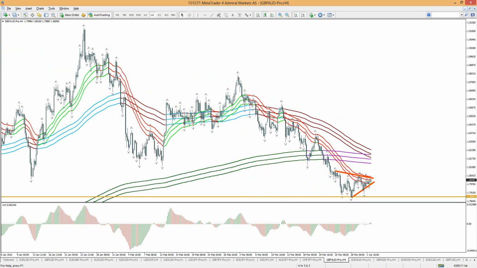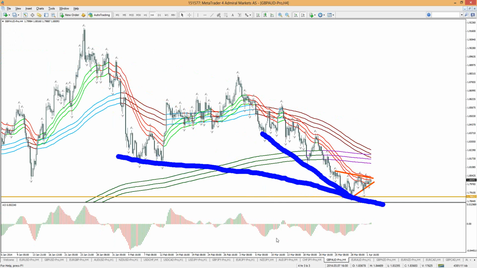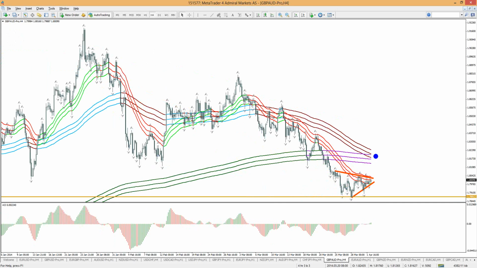Now, from a 4-hour perspective, we do have a bit of divergence maybe between these bottoms and these bottoms here. So we could expect price to go back to the intermediate moving average, which is here. So that supports the idea of a potential break above the triangle. And we'll bump into resistances here.